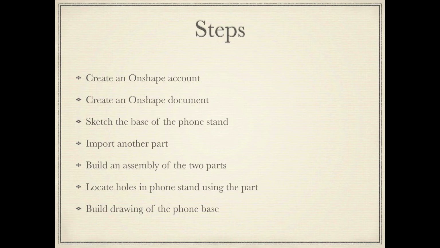Then what I want to do is to show you how you can take a different part. In this case, we will use one of the parts that we use on a robot, a Tetrix C-channel part that has a hole pattern in it already. We will import that part, use that to locate the holes in the base of the phone stand, and then drill those holes out, or make those holes go all the way through, so that we can have something in the center of the base to be able to put that supporting pole that goes up to hold the phone.